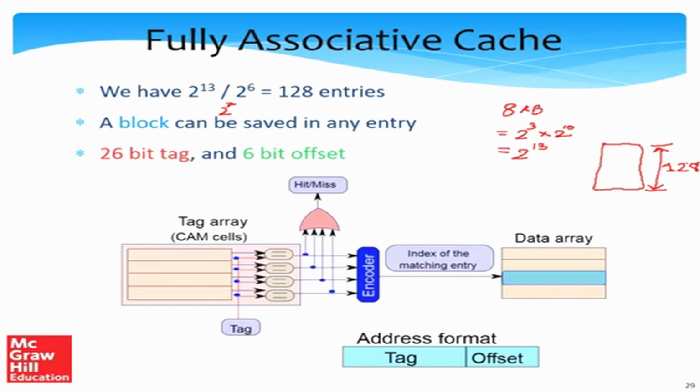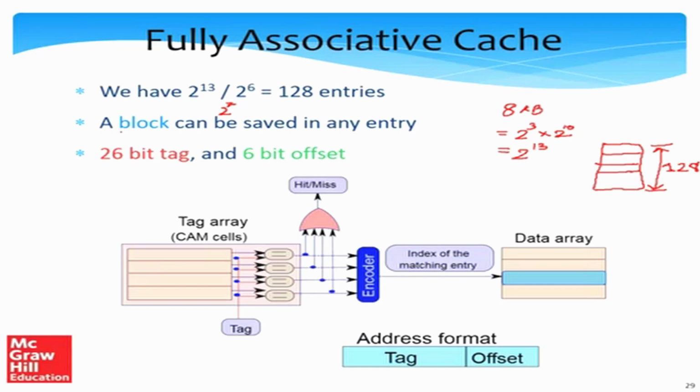And in a fully associative cache, if we have 128 entries, given a block, it can be stored in any entry. So given a block, it can be stored anywhere inside the cache, in any of the 128 entries. So recall what we have done in the previous slide.